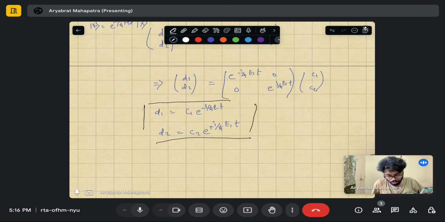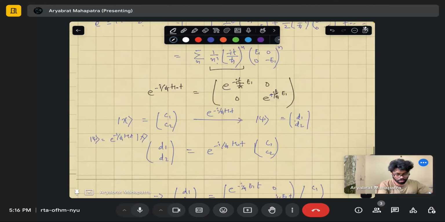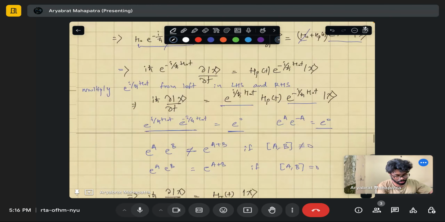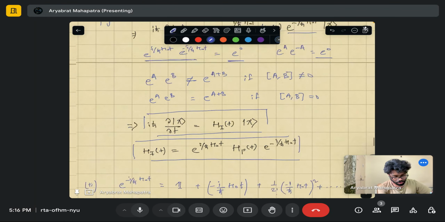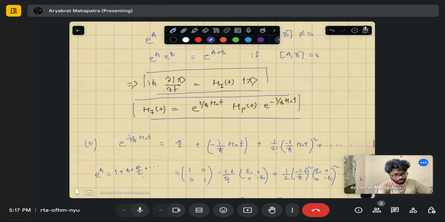As I was telling you, we have to calculate d chi by dt equal to H interaction times chi. For that we need the interacting Hamiltonian.